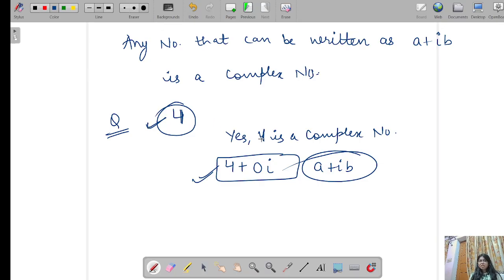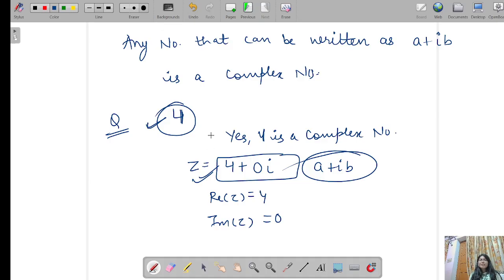Now here comes this: 4 is a complex number, as I can write it in this form. Basically, the real part is 4 and the imaginary part is 0. Let me denote this by Z. Here the real part of Z is 4 and the imaginary part of Z is 0.